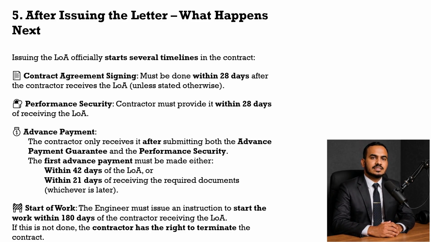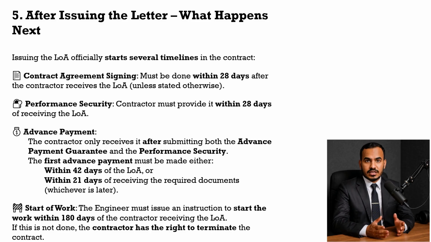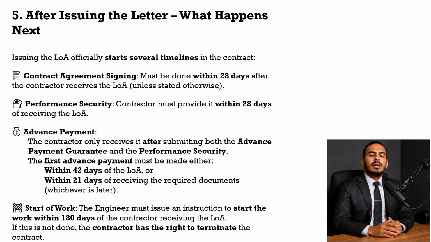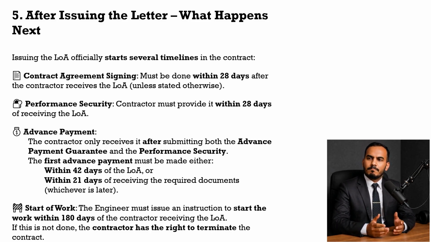Third, the contractor will only receive advance payment, or mobilization payment, after submitting the advance payment guarantee and the performance security. And the employer should pay the first installment of the advance payment within 42 days after giving the LOA, or within 21 days after receiving the required documents, whichever is later. And finally, the engineer must issue the instruction to commence work within 180 days of the contractor receiving the LOA. If not, the contractor has the right to terminate the contract, according to FIDIC.